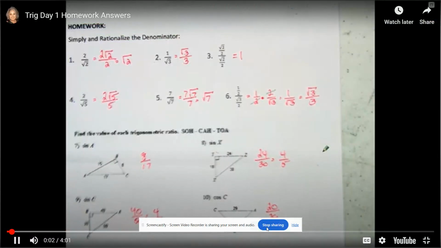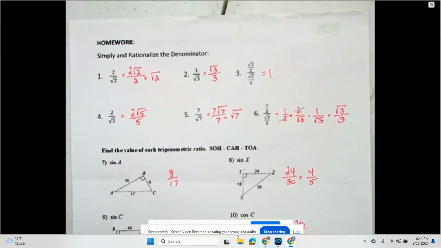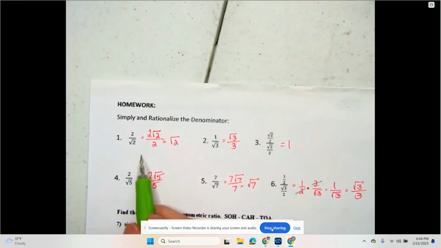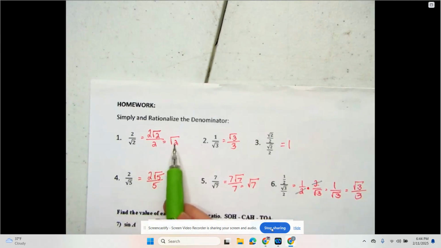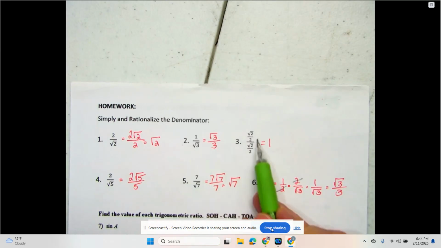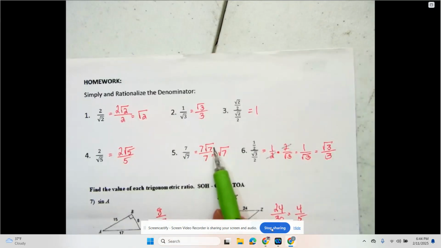Okay, guys, here's the answers for last night's homework, number 52, Trig Day 1. The first one, we did that in class, square root of 2. This one, square root of 3 over 3. Square root of 2 over 2 divided by square root of 2 over 2 is 1. 2 square root of 5 over 5. 7 square root of 7 over 7.